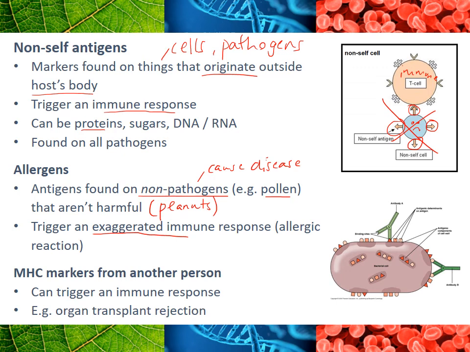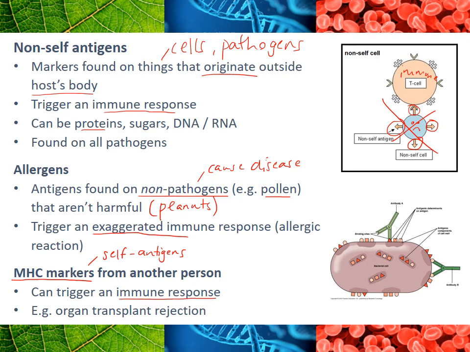Another really interesting thing here is, remember we talked about our MHC markers? They are self-antigens. An important thing to note here is that my self-antigens are going to be different to other people's self-antigens. Some people have the same ones, but often different people will have different self-antigens. So what is self to me wouldn't be self to someone else. And that's really important because if someone else's cells end up in your body, that can trigger an immune response.